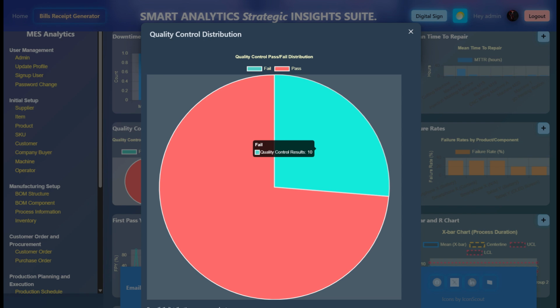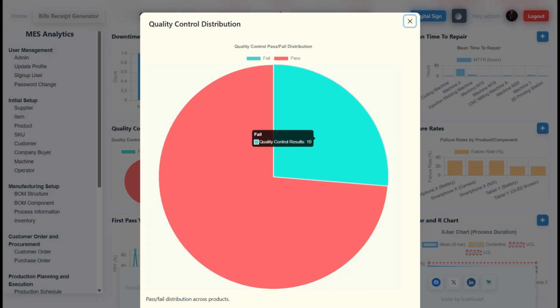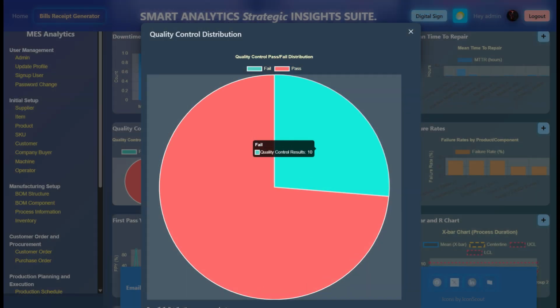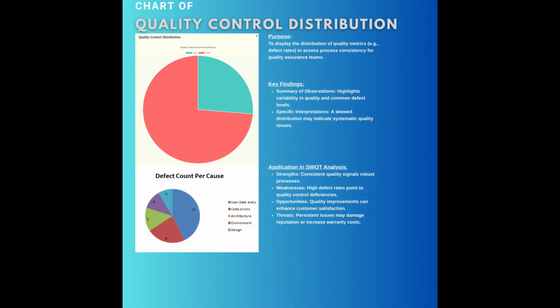The chart's great at showing consistent quality, which means our processes are solid, but high defect rates signal weaknesses we need to fix. In our traditional manufacturing setup, this chart drives process improvements and helps cut defects. In our digital manufacturing system, it uses real-time data to trigger automatic adjustments, keeping quality tight.